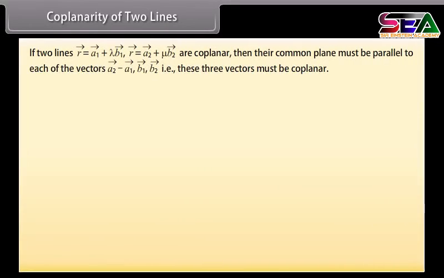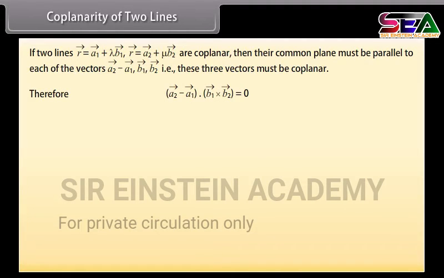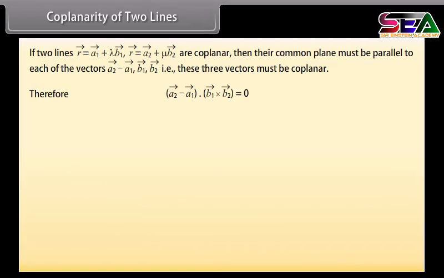Coplanarity of two lines. If two lines, vector r equals vector a1 plus lambda vector b1 and vector r equals vector a2 plus mu vector b2, are coplanar, then their common plane must be parallel to each of the vectors vector a2 minus vector a1, vector b1, vector b2. That is, these three vectors must be coplanar. Therefore, the dot product of vector a2 minus vector a1 and the cross product of vector b1 and vector b2 equals 0.